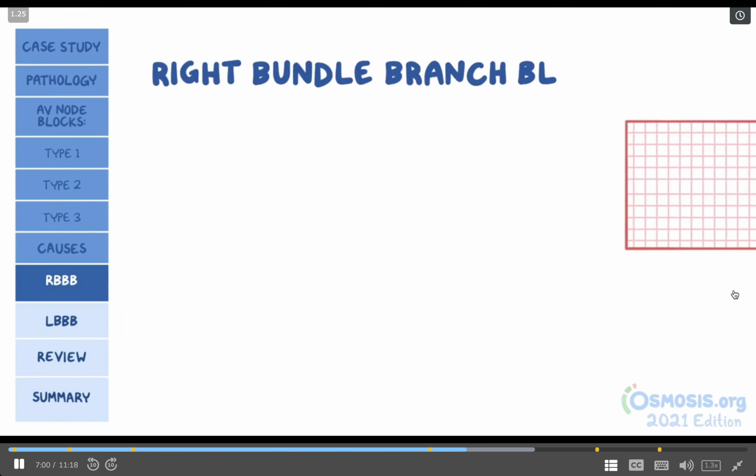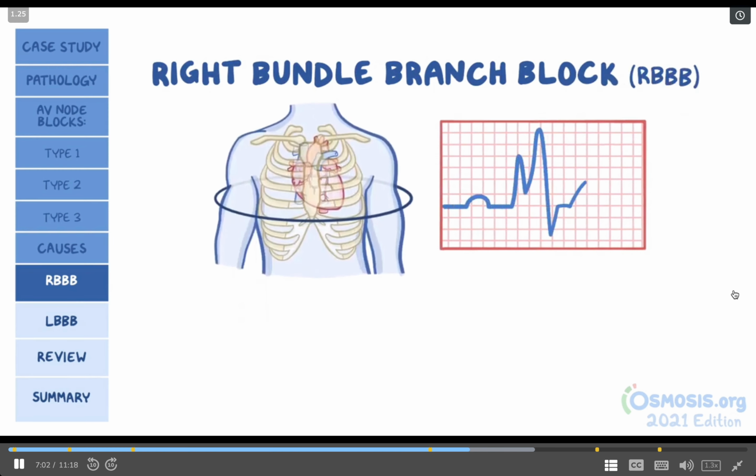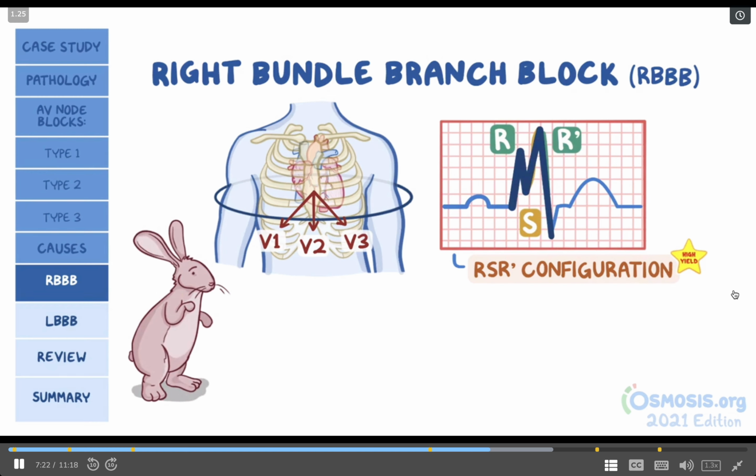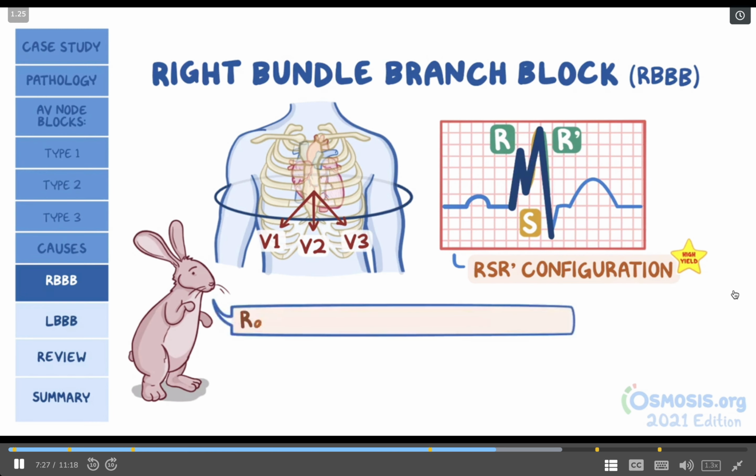In right bundle branch block, or RBBB, the high yield fact to remember is that the QRS complexes in the right-sided chest leads V1, V2, and V3 show an RSR configuration. This means a pronounced R wave, followed by a deep S wave, and then another R wave. This gives the QRS complex the appearance of rabbit ears, or the capital letter M. To remember this, think RBBB equals rabbit ears in the right-sided chest leads.